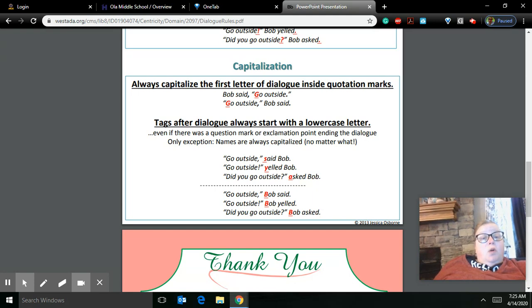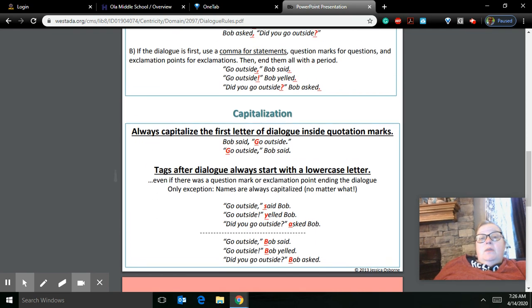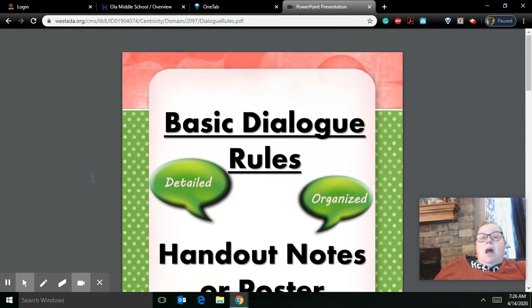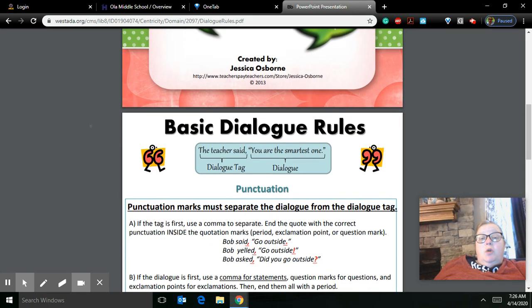But the first word of the quote is capitalized regardless. So if it said, Bob said, then go would be capitalized, even though it's in the middle of a sentence. Bob asked, did you go outside? The did would be capitalized regardless. The first word of the quotation is always capitalized, but what follows the quotation is not capitalized unless it's a name or other proper noun. Okay, so these are your rules. You can go back and look through this as many times as you need to in order to do your assignment for this week.